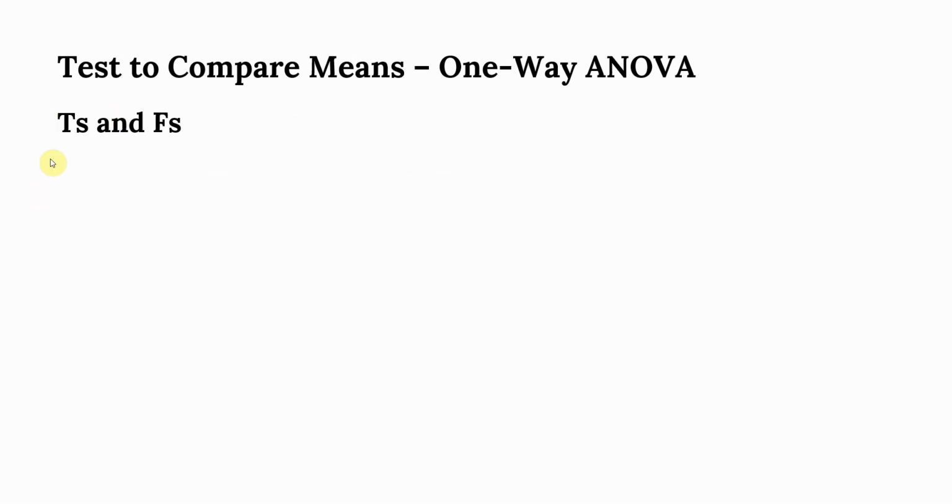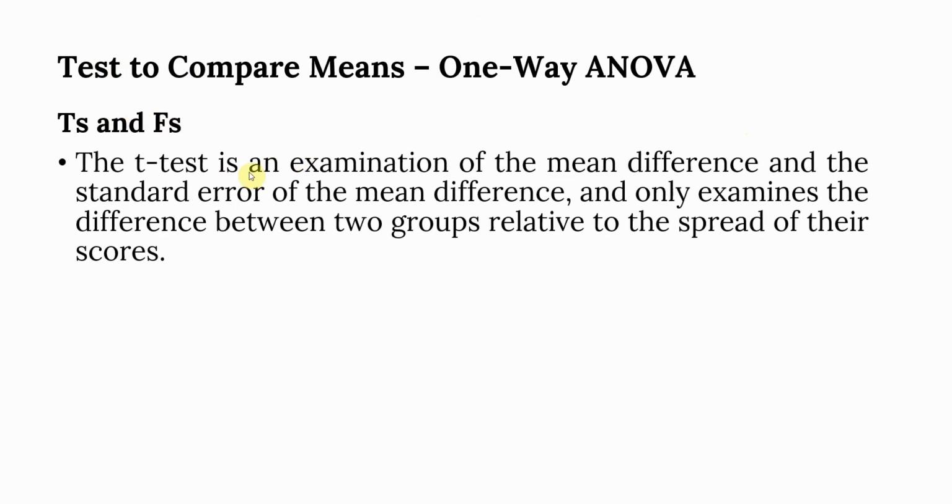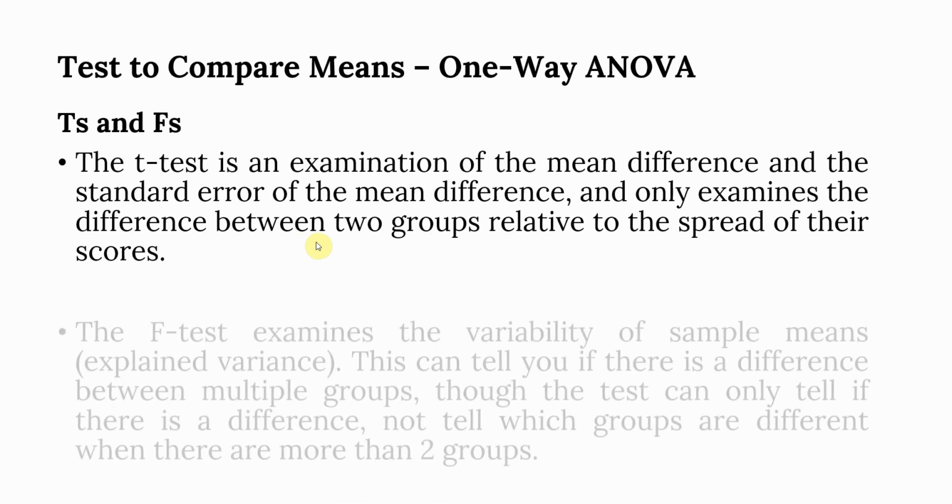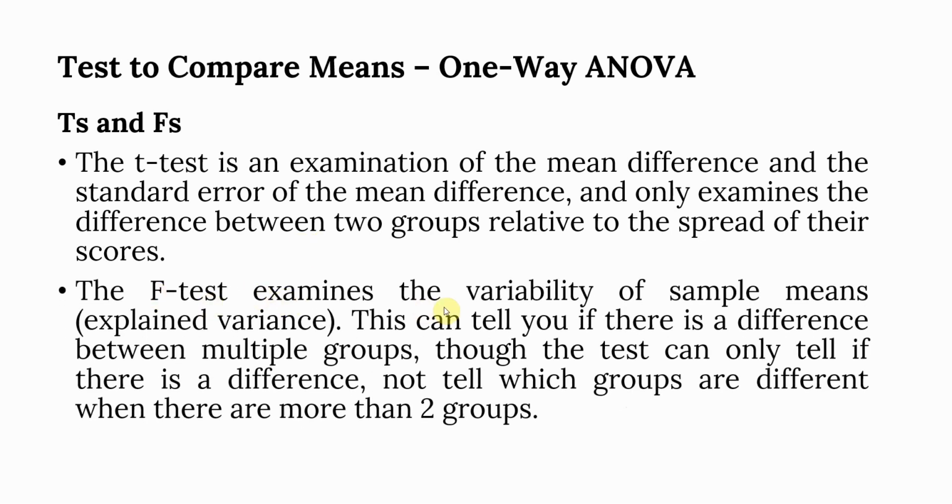Now, what is the difference between T's and F's? You will see the t statistic in the independent sample t-test and F in ANOVA. The t-test is an examination of the mean difference and the standard error of the mean difference and only examines the difference between two groups. The F-test examines the variability of the sample means, that is your explained variance. This can tell you if there is a difference between multiple groups, not just two groups, multiple groups.